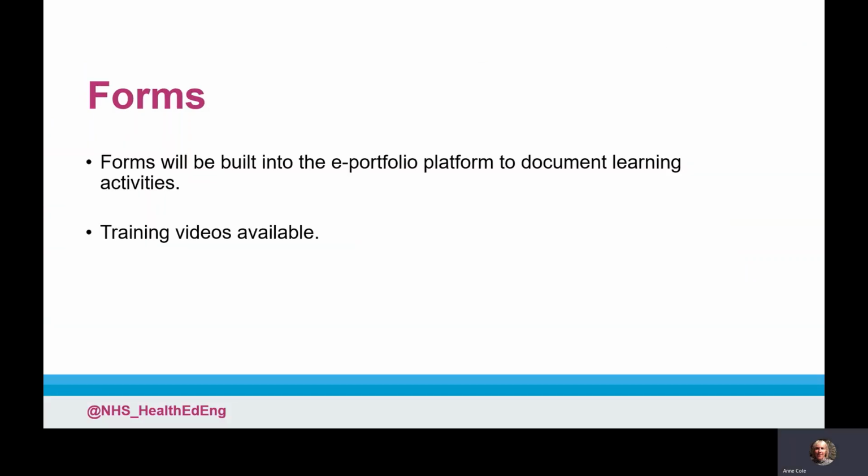There are several forms that will be built into the ePortfolio platform, which trainees can use to document assessment activities, such as supervised learning events. Separate videos have been developed to go through this in detail.